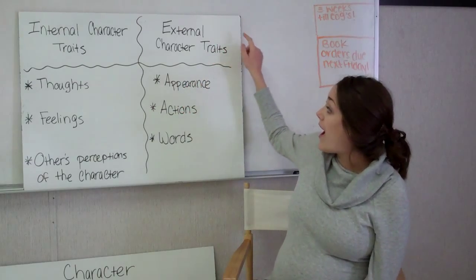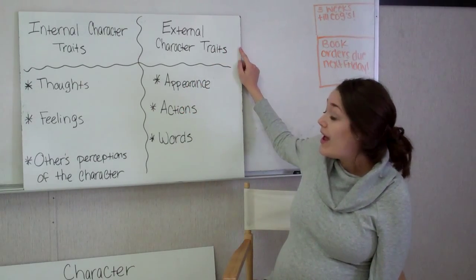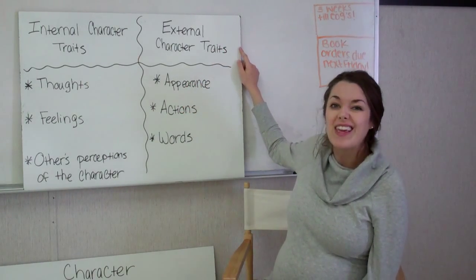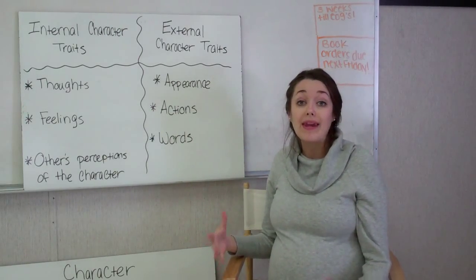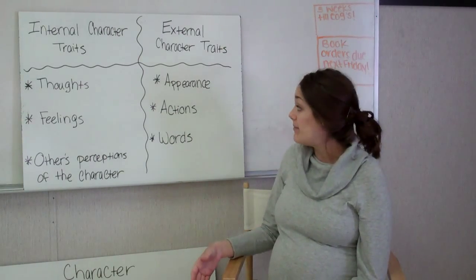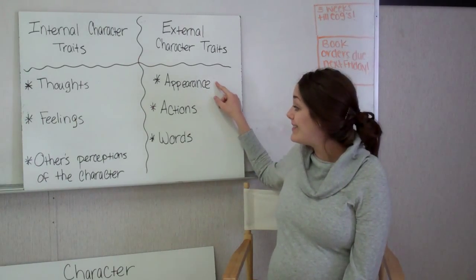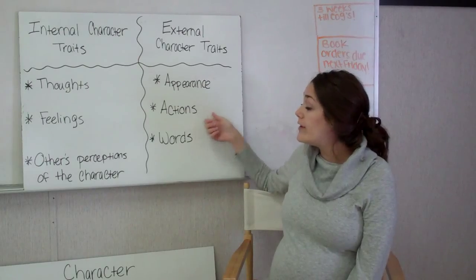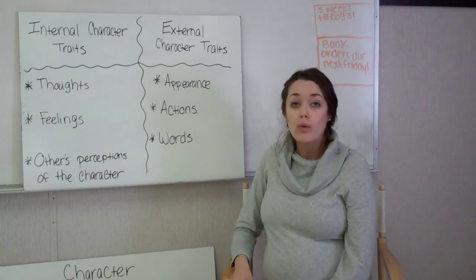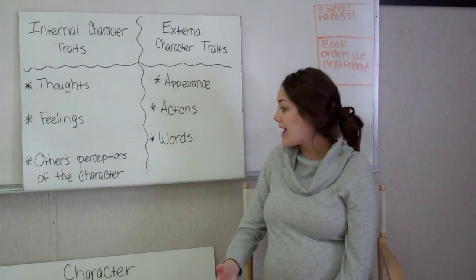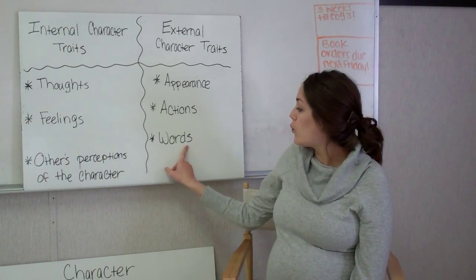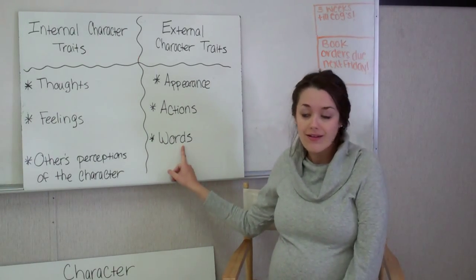In contrast, we have external character traits. External character traits think about the character's outside, what's happening outside of the body that we can see. This could be appearance, how does the character look or dress? They could be actions, what specifically are they doing? What are their mannerisms? How do they behave? It can also include their words, what are they saying?